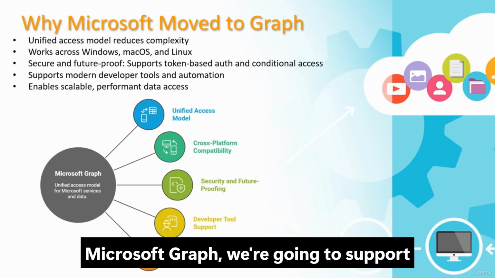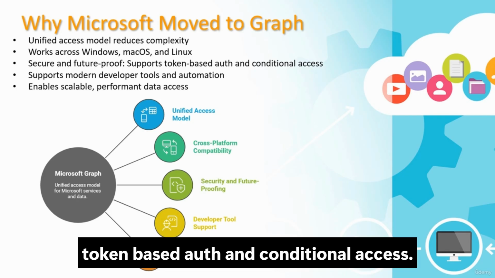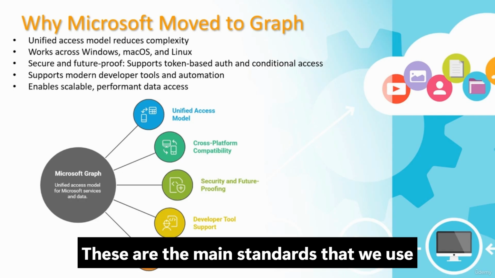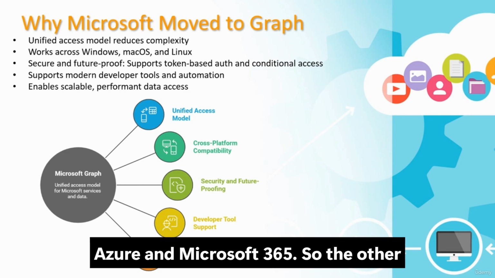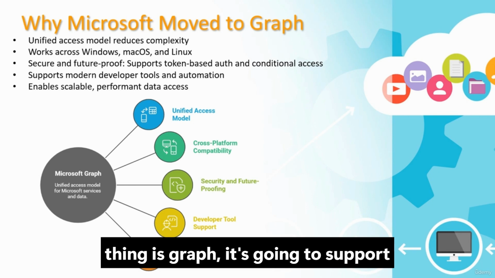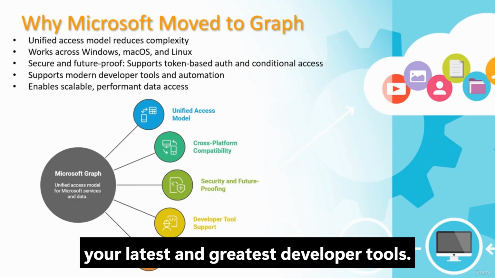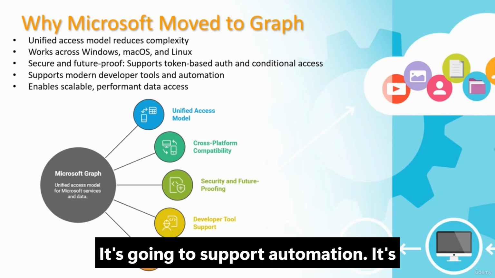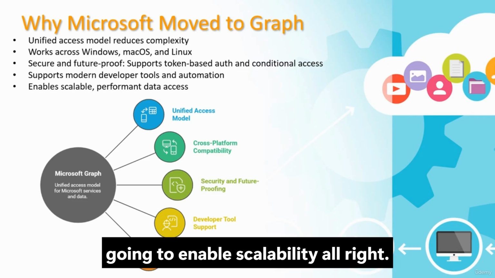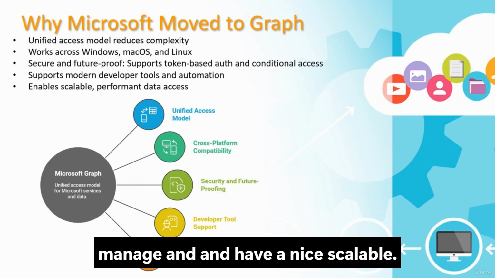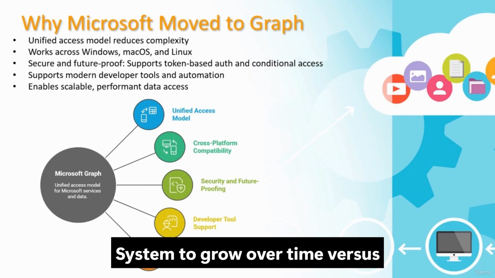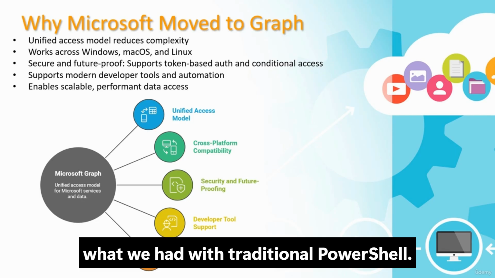So with Microsoft Graph, we're going to support token-based auth and conditional access. These are the main standards that we use for interacting with Azure to begin with, Azure and Microsoft 365. The other thing is Graph is going to support your latest and greatest developer tools. It's going to support automation. It's going to enable scalability. It's geared towards performant data access, being able to perform actions and manage, and have a nice scalable system to grow over time versus what we had with traditional PowerShell.